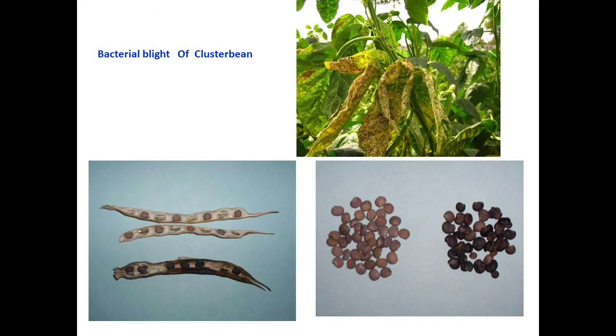These bacteria also enter into the plant system through wounds, stomata, hydathodes. These are the actual mode of entry of this bacterial pathogen inside the bean crops. The spread takes place through rain splashes, and wind-borne rain splashes are responsible for secondary spread.